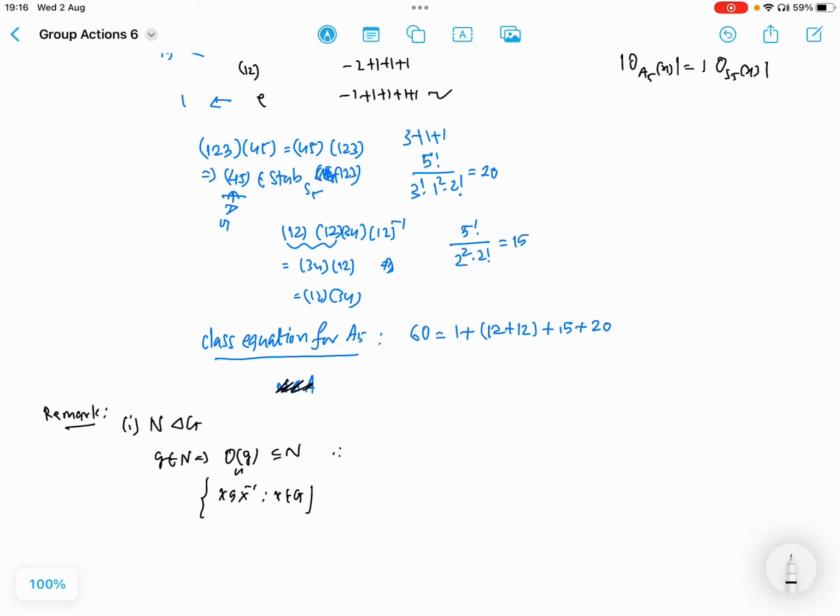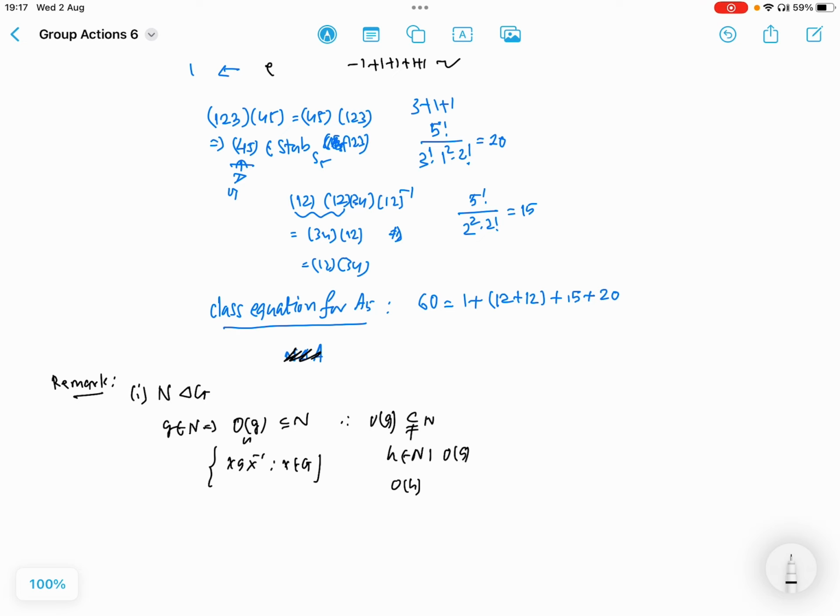And if this takes all the elements of N, you are done. And if not, if this is not all of N, you can take any h from the remaining elements and again consider the orbit of h, right? And because orbits are either same or distinct, you can show that N is a disjoint union of such orbits, right? And so this is if N is normal.